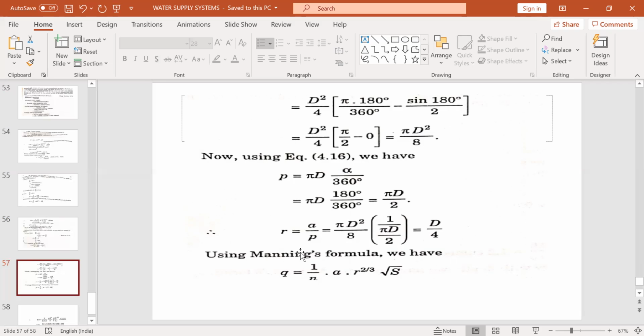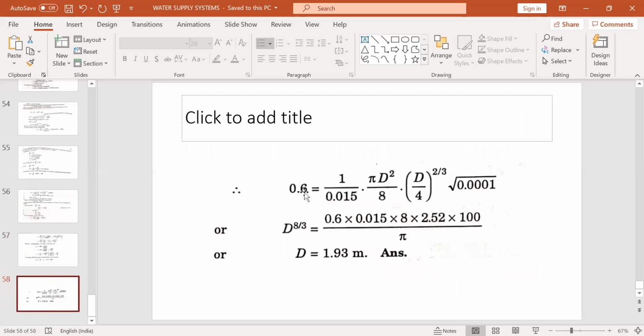Okay. So again, now you know what is R. R is given. Small q you know, is given in the question. n you know, A you know, R you know, S you have to find. R means R is given in terms of D. So from this equation, just put these values. Q is 0.6 given in the question, and n is 0.055, A is pi D square by 8, R is D by 4 to the power 2, S is 0.001. From this you find D as 1.93. Same answers you will get. Whether you solve from the table or you solve analytically, answers will be same.